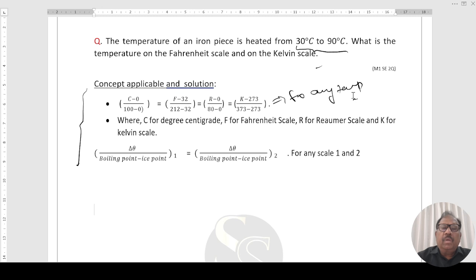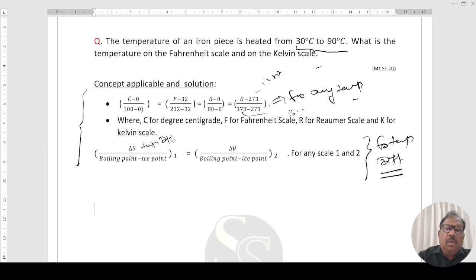Any temperature. The upper one is the ice point and the lower one is the boiling point. Boiling point minus ice point, and for temperature difference, in the numerator, this is the temperature difference of 1, this is the temperature difference of 2. Now, in this case, we have case 1: degree centigrade to convert into Fahrenheit scale.